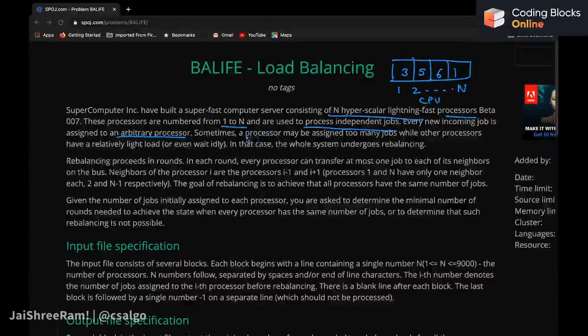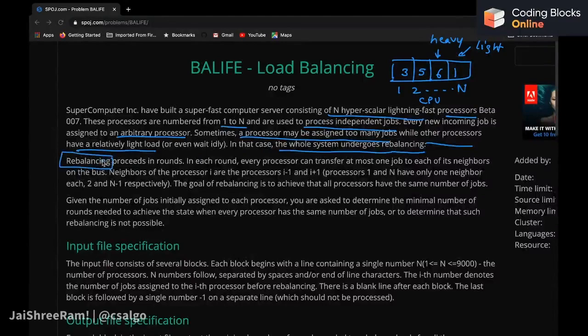And sometimes a processor may be assigned too many jobs, while other processors have a relatively light load. For example, this processor has a heavy load because it has to execute 6 jobs, and this processor has a light load because it has only one job. So in this case, the whole system has to undergo rebalancing. So let us see what is this task of rebalancing.